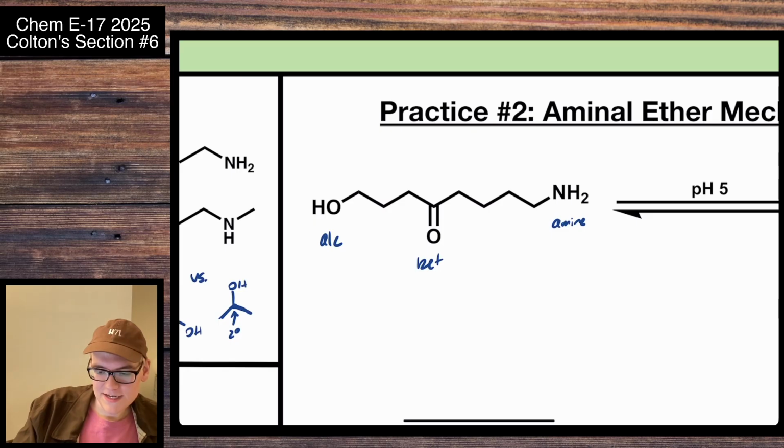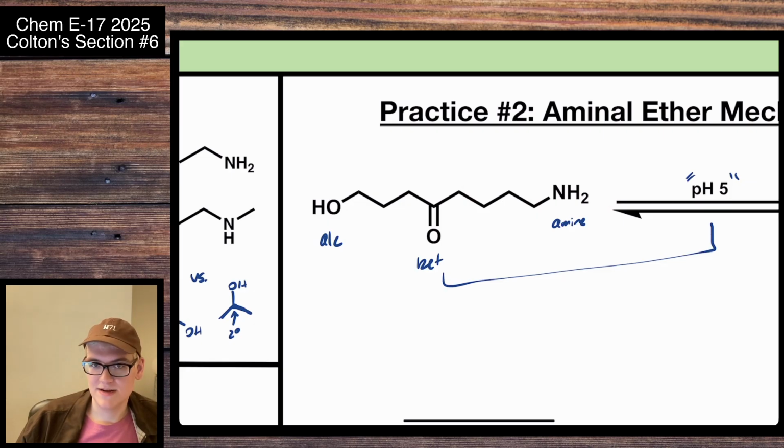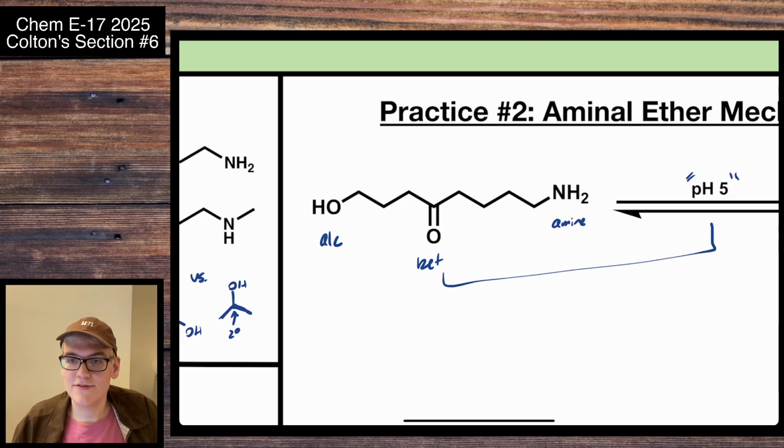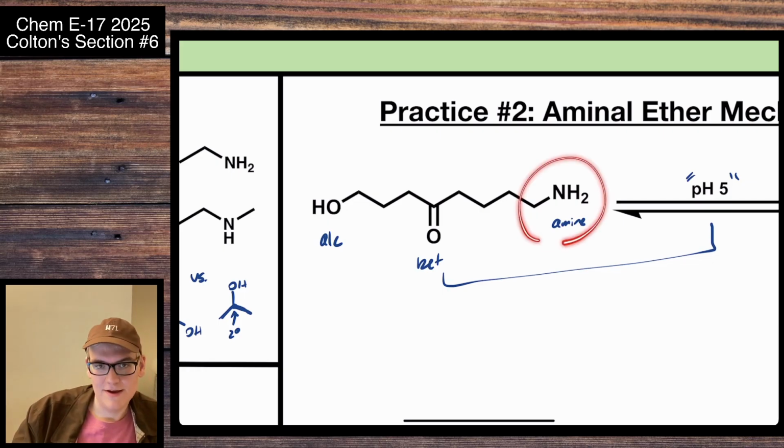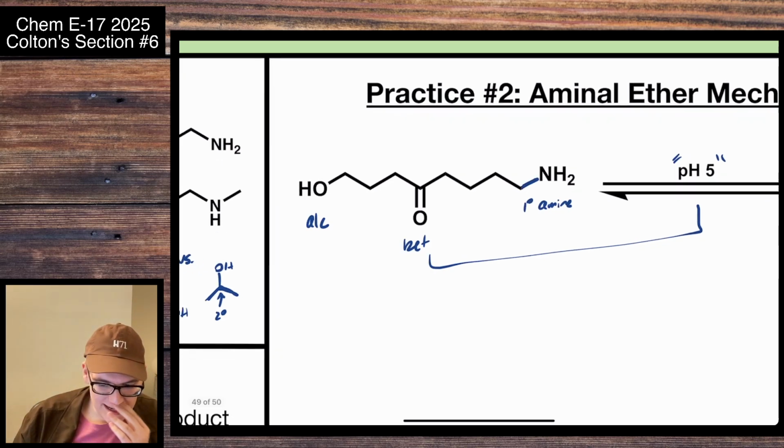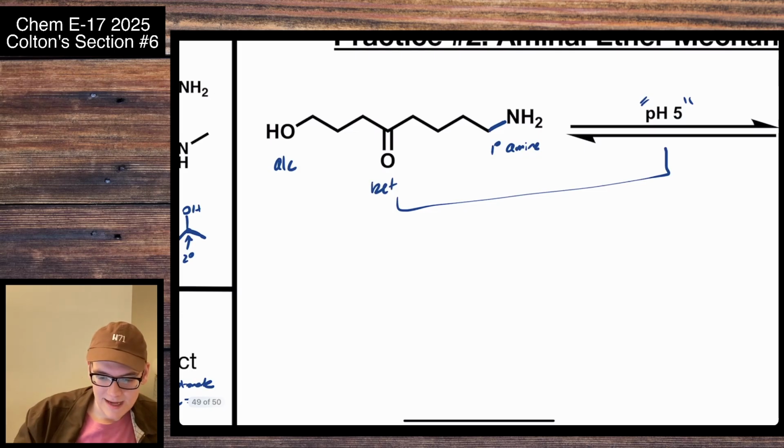The other thing that we have is pH 5. An amine and a ketone at pH 5, these are giving classic imine-enamine conditions, right? Anytime you see pH 5, the first thing that you should be thinking is imine formation or enamine formation. Now, what type of amine do we have here? Is this a primary amine or a secondary amine? Well, we ask ourselves how many bonds to carbon does the nitrogen have? It only has one. So this is a primary amine. So we know that this is going to form an imine.